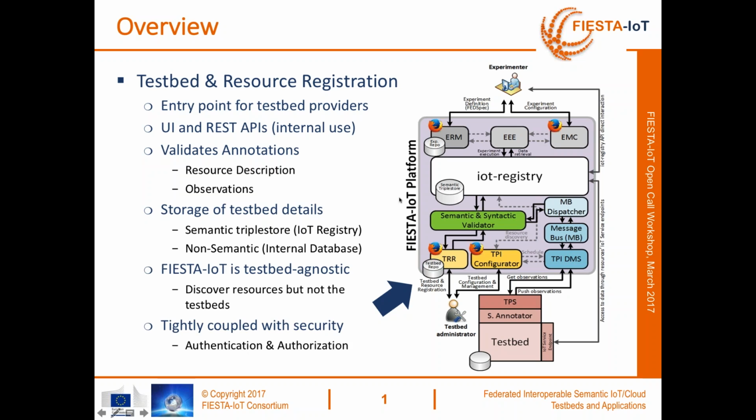Okay, a couple more things. I think this has been well discussed already. FIESTA is testbed agnostic, so you discover using the IoT registry tool, and the experimenters and the users discover resources but not the testbeds. So the resources in this triple store have unique IDs, URIs. Furthermore, this tool is tightly coupled with the security, so you have to pass through the authentication, and then you should have proper authorization in order to use this tool to register testbed and resources.